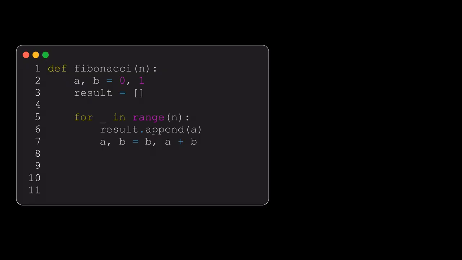Once the loop is finished, we return the result. This sends the completed list back to us so we can use it elsewhere. Finally, we call our function for 10 numbers and use print to show the output on the screen.